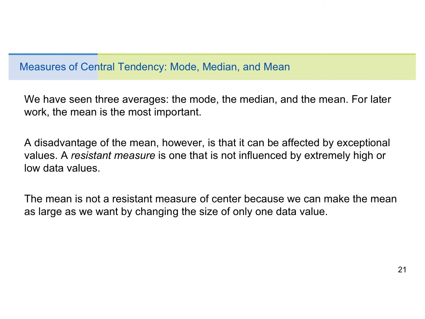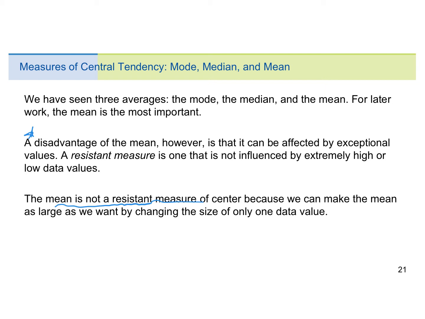I talked in the beginning about how these three can be affected by a very large or very small value. A disadvantage of the mean is it can be affected by exceptional values. A resistant measure is one that is not influenced by extremely high or low data values. The mean is not a resistant measure. So if you think about it, if you have all test scores that are around the 70s, and you get one test score in the 100s, when you compute the mean, your average is going to go a lot higher.